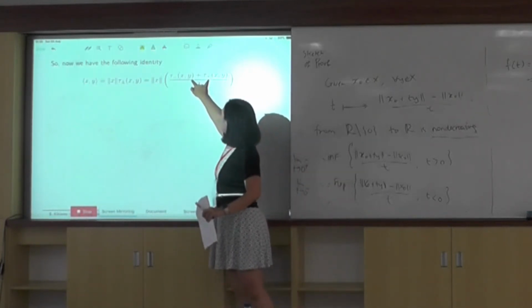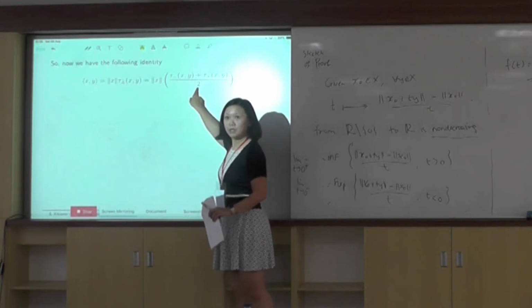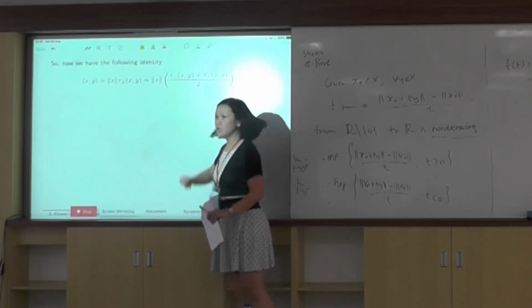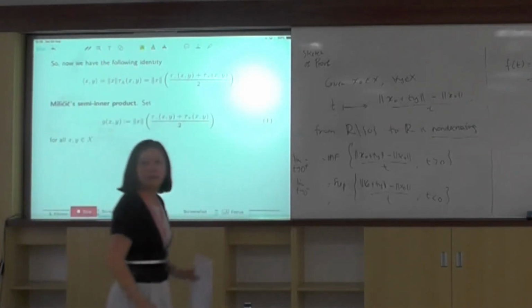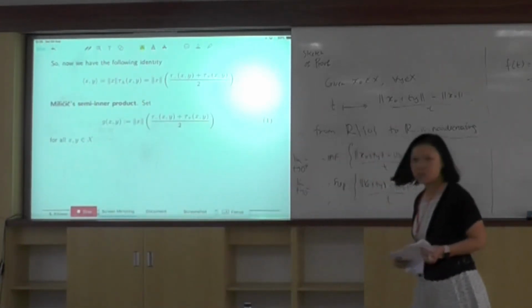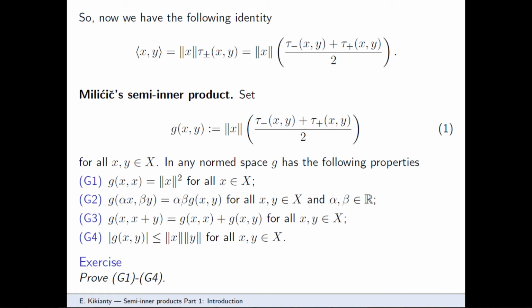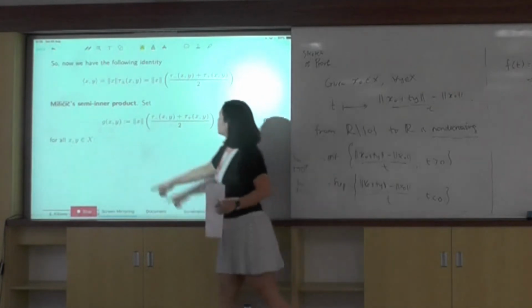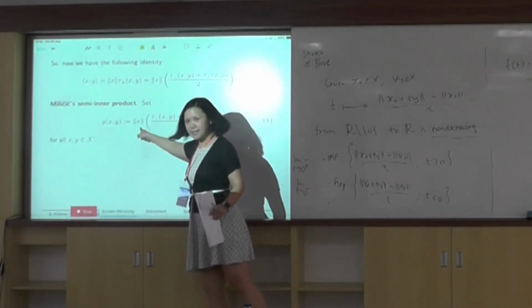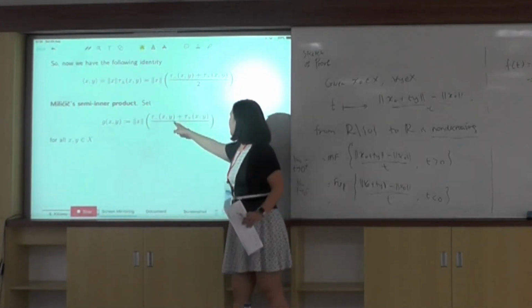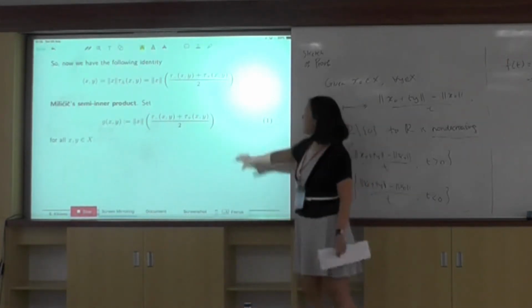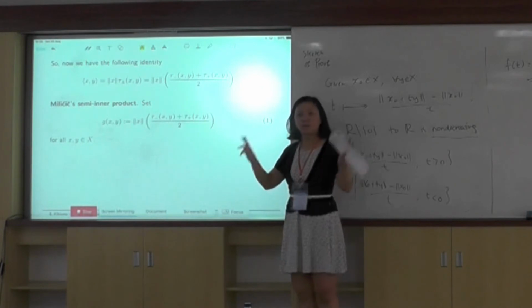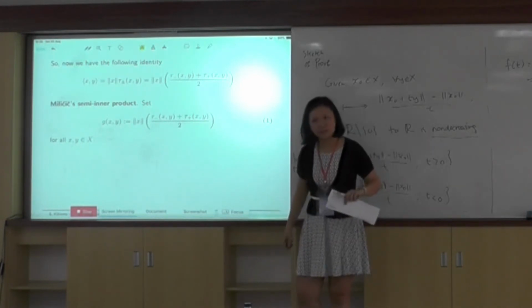So you have these tangent functionals, you take the arithmetic mean of the left one and the right one, and you multiply with the norm of x. We call this G, and it is introduced by Milicic, a Serbian mathematician, and it looks like this. G of xy is the norm of x times (tau negative xy plus tau positive xy) divided by 2. And this we claim to be our potential candidate for our semi-inner product.